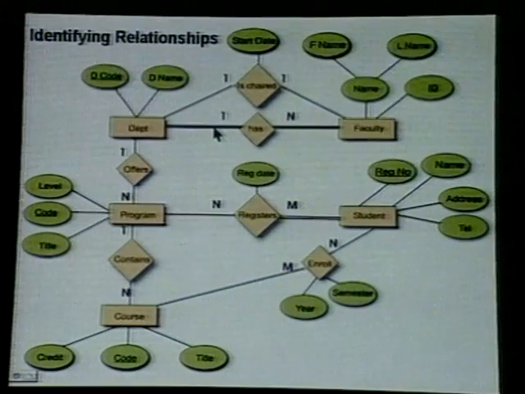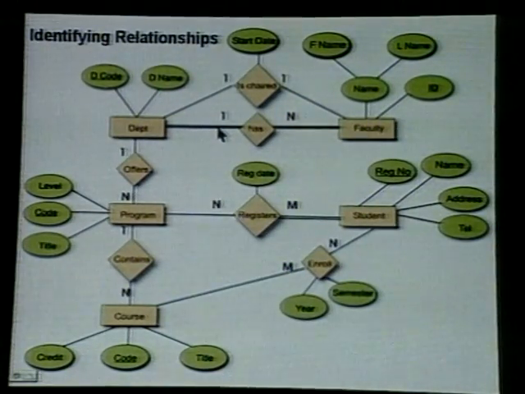And now see one more thing here, another notation where we have used a double line. What the double line shows is that each faculty member must be working in a department, or each department must have some faculty members. So we cannot have a department without a faculty member, or we cannot have a person working there as a faculty member and not working in any department. That's what is called total participation.